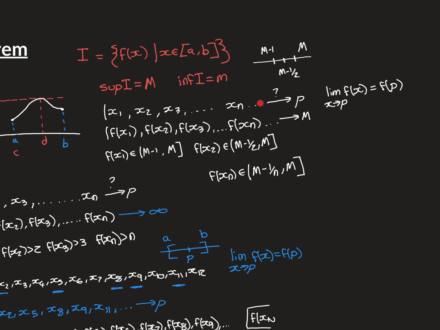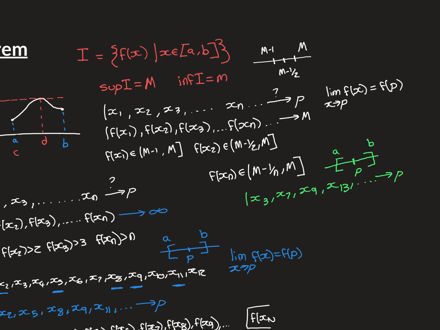But if this domain sequence converges to p, then its image sequence must converge to the value of the limit as x approaches p of f of x, which is f of p. But it's converging to M, so we'd then be able to conclude that f of p is equal to M. Here is the magic point: we can use this p as our point D.